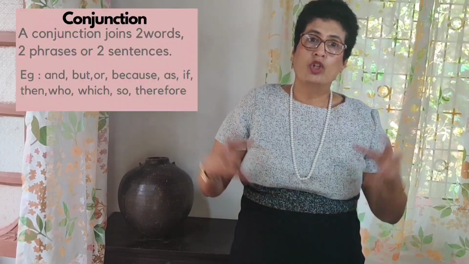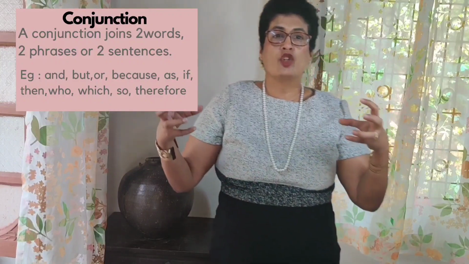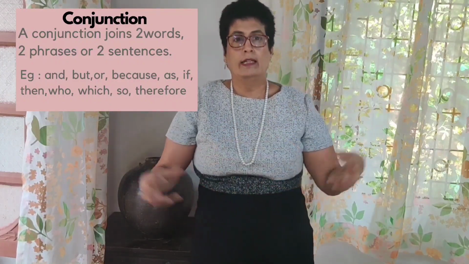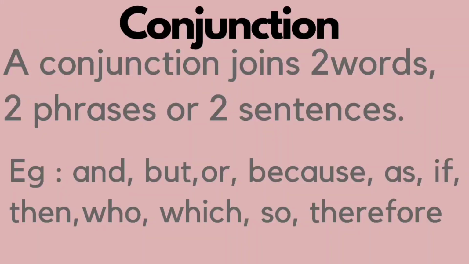Then we'll go to the conjunction. The conjunction is what joins. It can join two words. It can join two phrases. It can join two sentences. So let me give you a sentence. Tom and John are brothers. Here I have two words, Tom and John, joined together by and. So and is my conjunction.